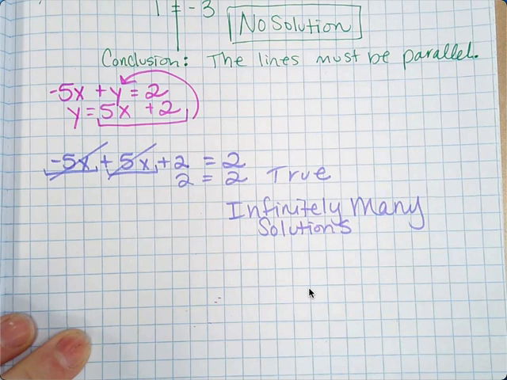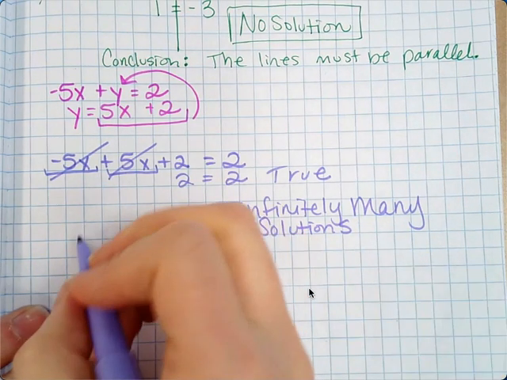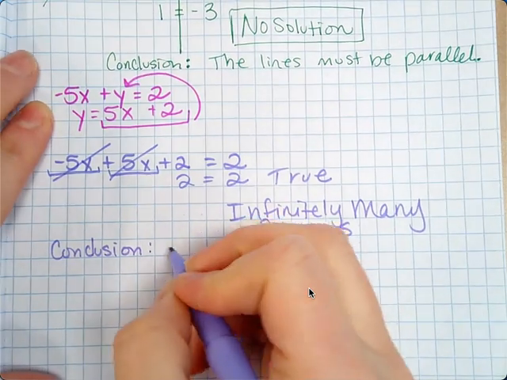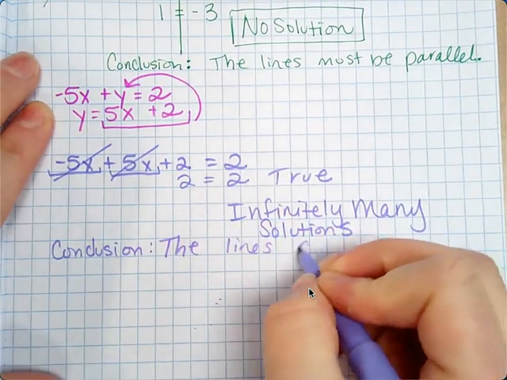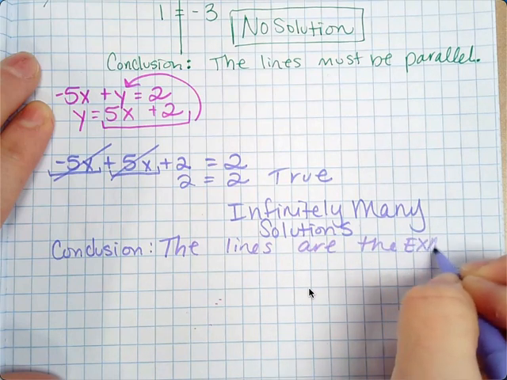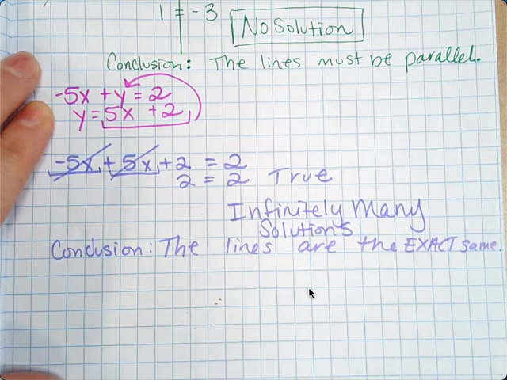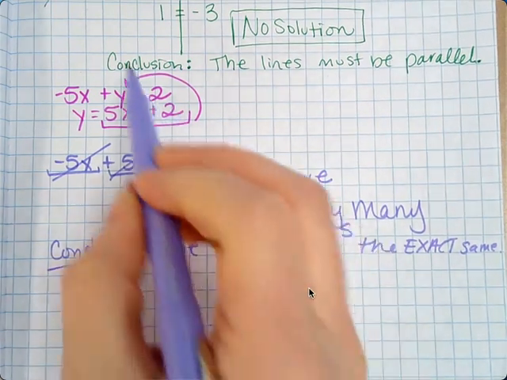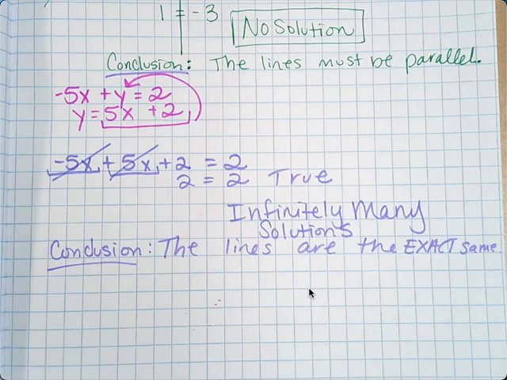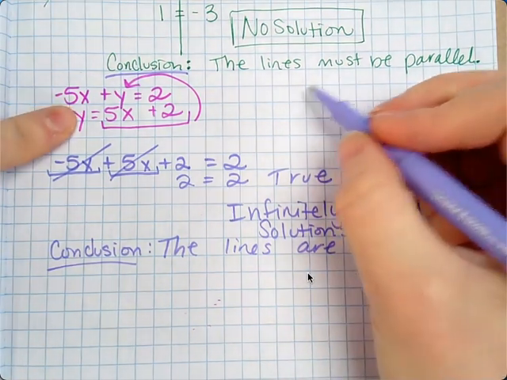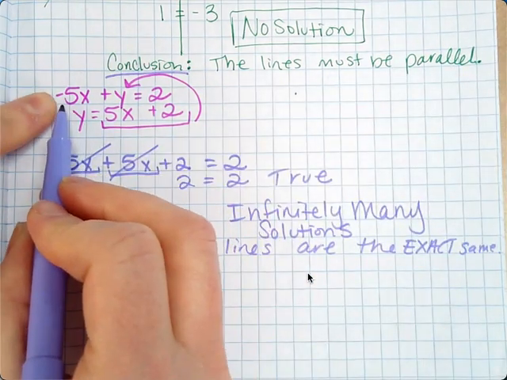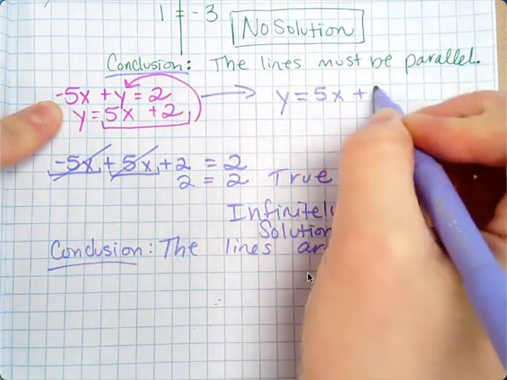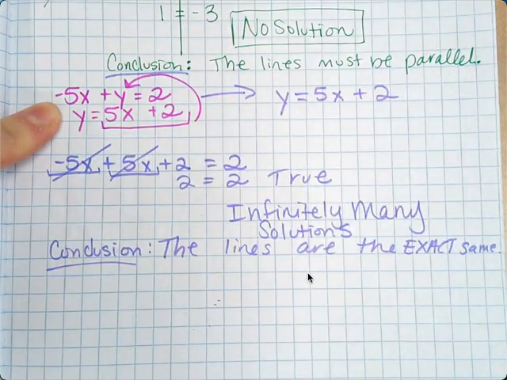What will the graph look like whenever you have infinitely many solutions? Yep. One line. So that means these are the same lines. The lines are the exact same. So this one's already solved, right? y equals 5x plus 2. If I were to solve this one for y, I would move 5x to the other side. And this one comes out to be 5x plus 2 also. They are the exact same line when you solve it.